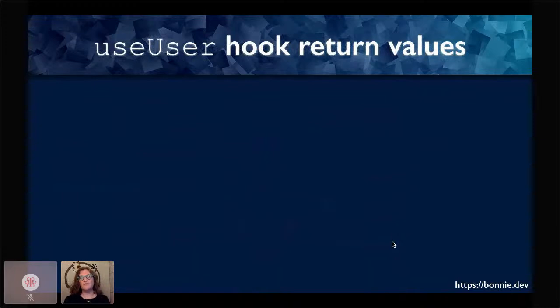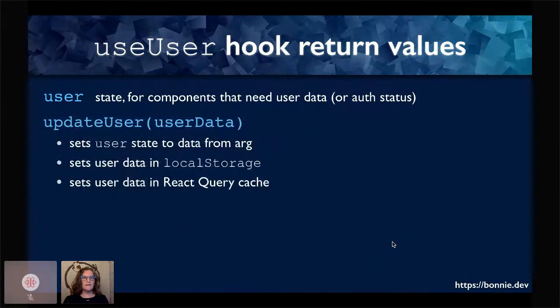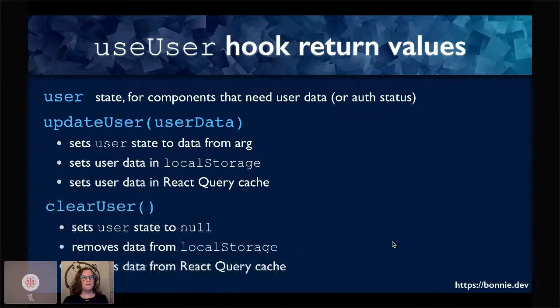The return values for useUser are that user state, that is the source of truth for the user data. And then updateUser, which takes user data, and that will make sure it updates all three places: the user state, local storage, and the user data in the React Query cache. clearUser is the same thing, except it just removes everything. So this is what you'll do on sign out. You'll set the user to null, you'll remove the data from local storage, and you'll remove the data from the React Query cache.